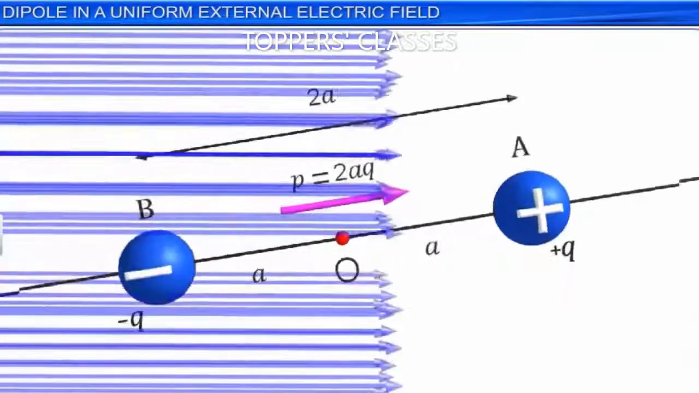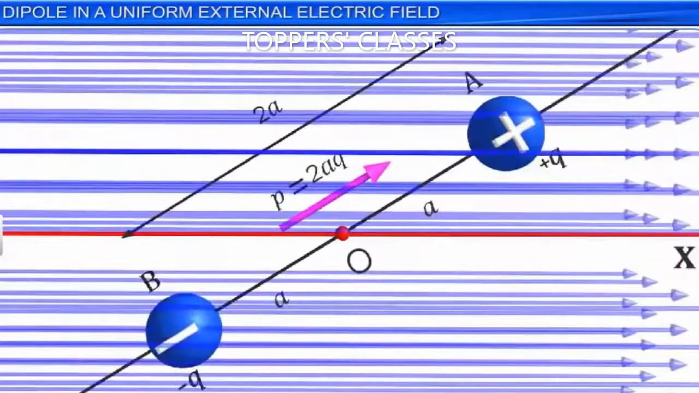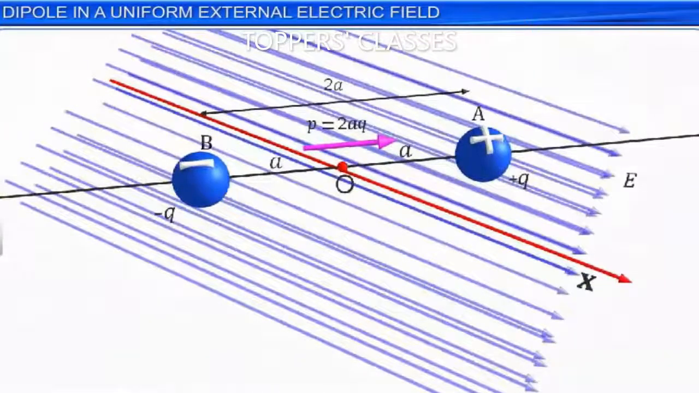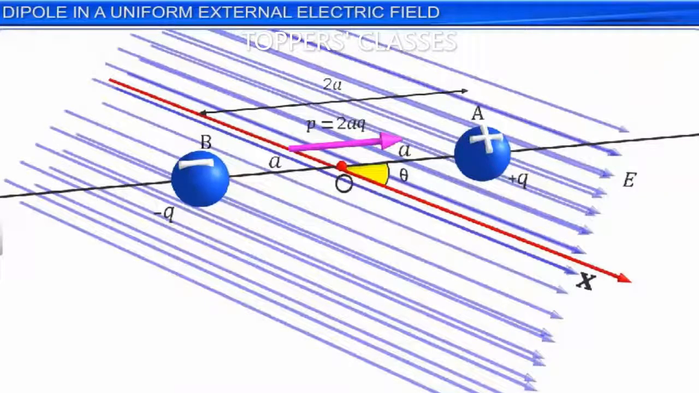Let the electric dipole be placed in a uniform external electric field of strength E, with its axis AB making an angle theta with the direction of the external electric field. Now, the charge plus Q of the dipole experiences a force F equal to QE in the direction of the external electric field, and the charge minus Q of the dipole experiences a force F equal to QE in the opposite direction of the external electric field.